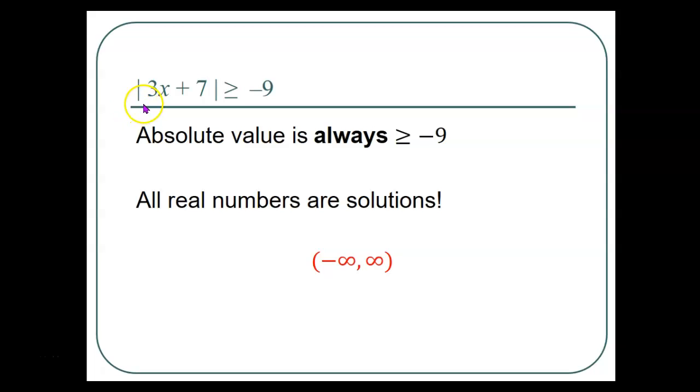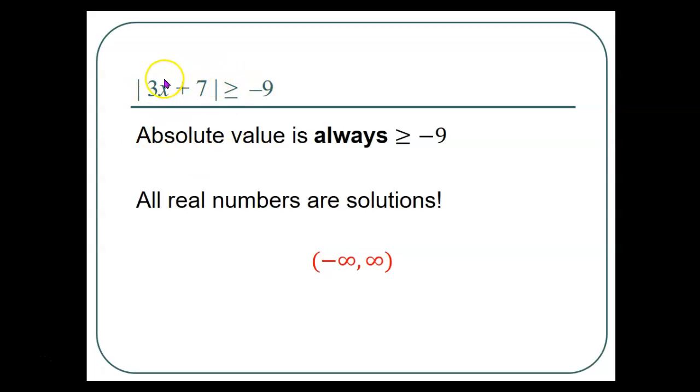And one more last example. If we have the absolute value of 3x plus 7 greater than or equal to negative 9. At first you might think, no solution, because absolute value can't be negative. But actually, since we're trying to be greater than or equal to negative 9, the numbers that are greater than or equal to negative 9 include all the positive numbers.